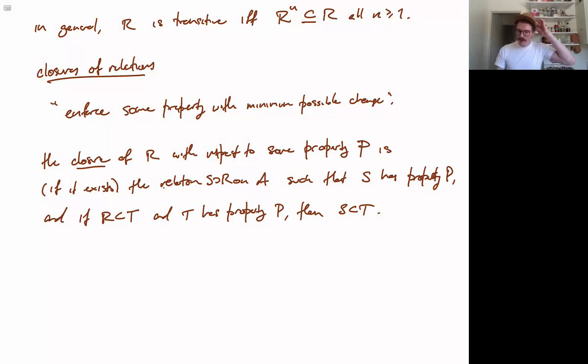So this is a sort of maneuver that you might see many places, where you encode the fact that something is the minimal choice, or the sort of best choice in this case, by saying that if there's some other thing that also works, then it contains the thing that we are choosing. So this is what is meant by S being minimal with respect to these requirements. So let me write that down. It is sort of the minimal P relation containing R.